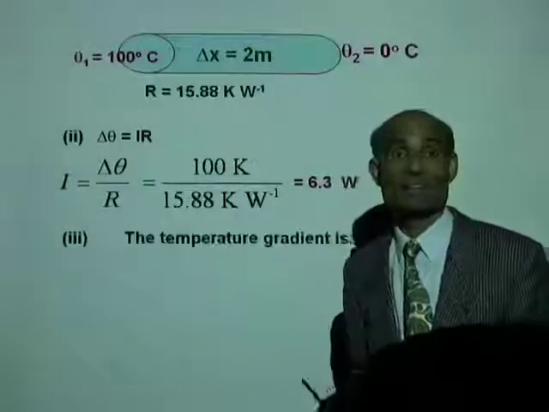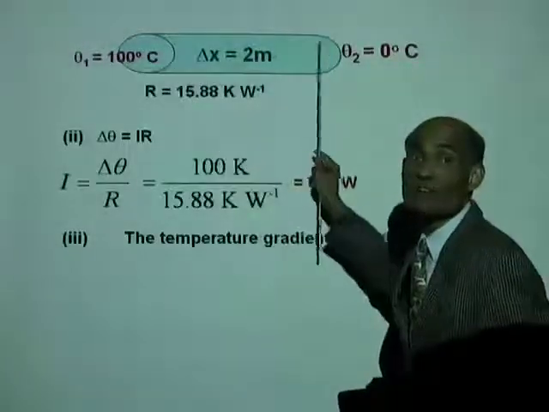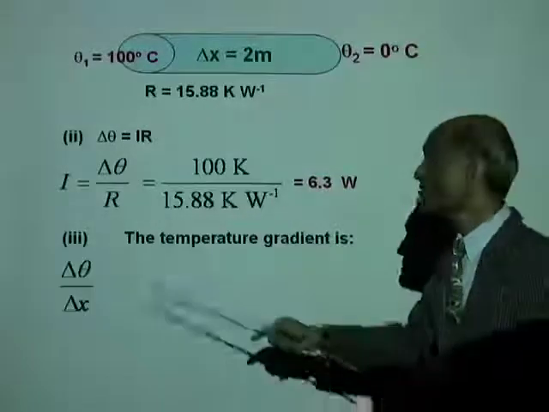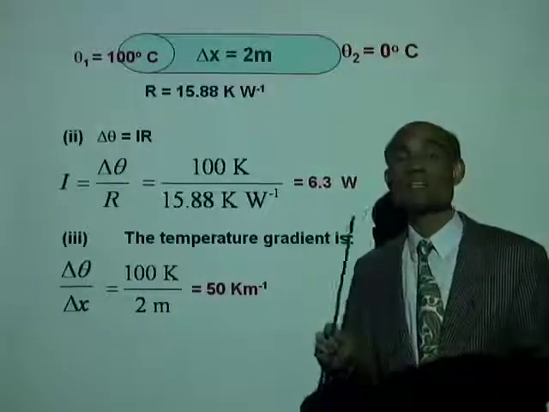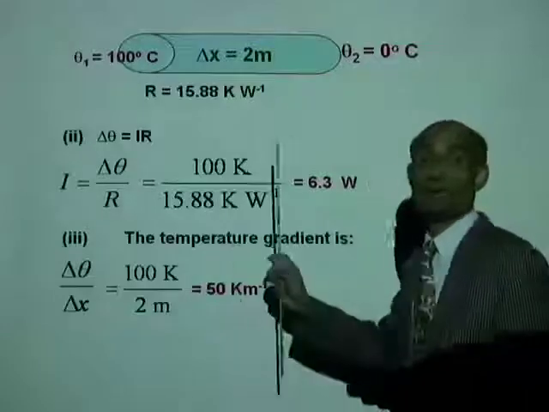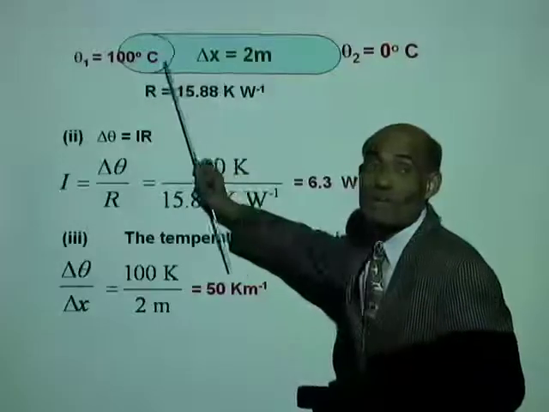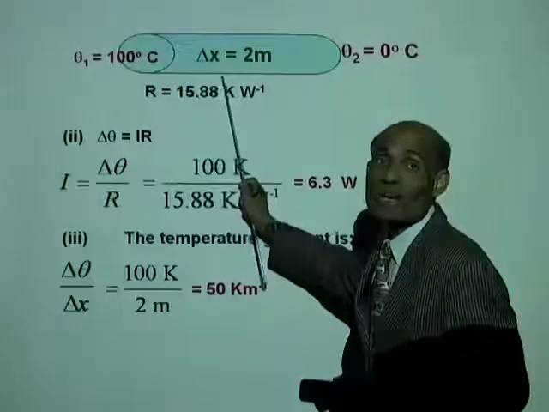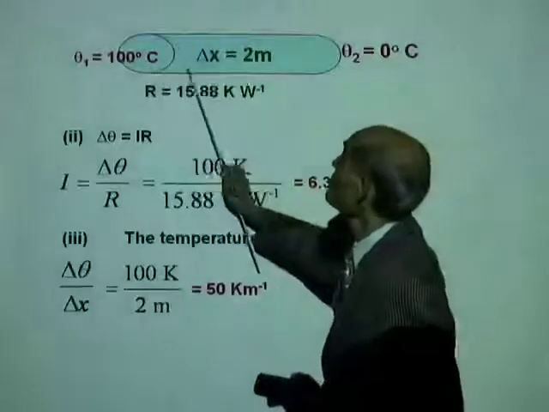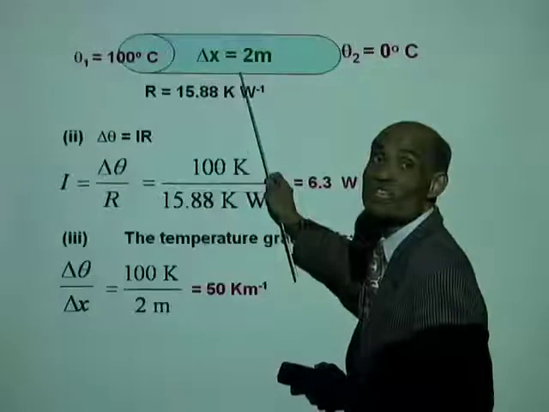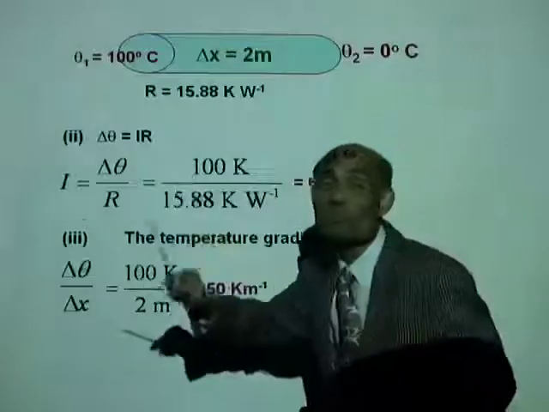What is our next part? The temperature gradient. What is the temperature gradient? Delta theta divided by delta X, and we know both those values. 100 Kelvin divided by 2 meter, that is 50 Kelvin per meter. What does that mean? As we go down from the hot end towards the cold end, the temperature will fall at the rate of 50 Kelvin per meter. So when it comes to 1 meter, the temperature will be 50 degrees Celsius. You see? There is a fall in temperature of 50 degrees per meter.